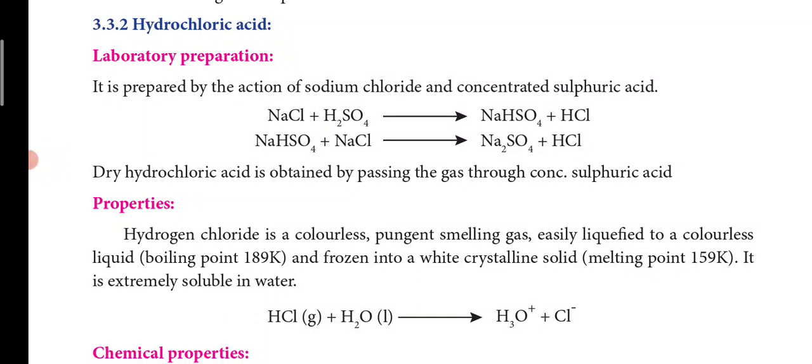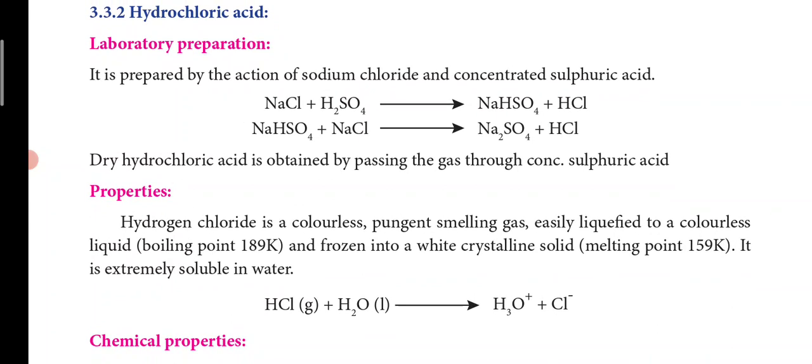From group 17, a compound is hydrochloric acid, because group 17 was what? Halogens. So chlorine is a halogen, and one major compound of chlorine is hydrochloric acid, which is HCl, and we use it very regularly. This hydrochloric acid is also produced inside our body in the stomach. It is stomach fluid, we say. So, its preparation in the laboratory. How is it prepared?